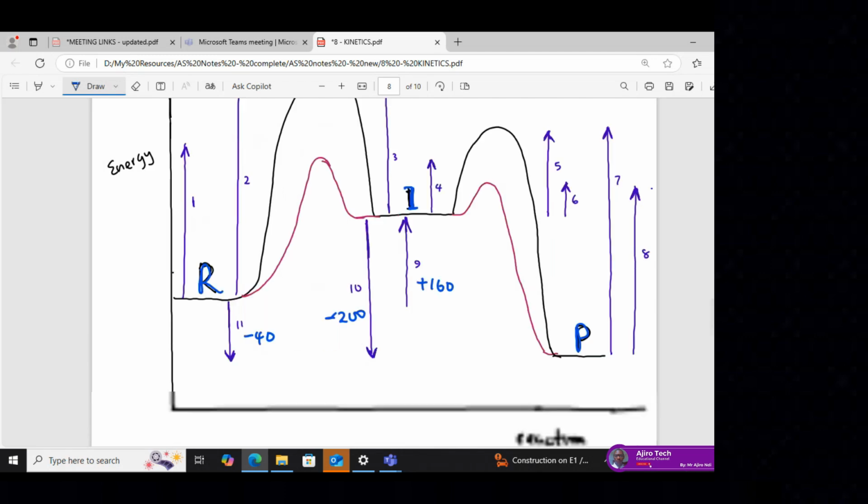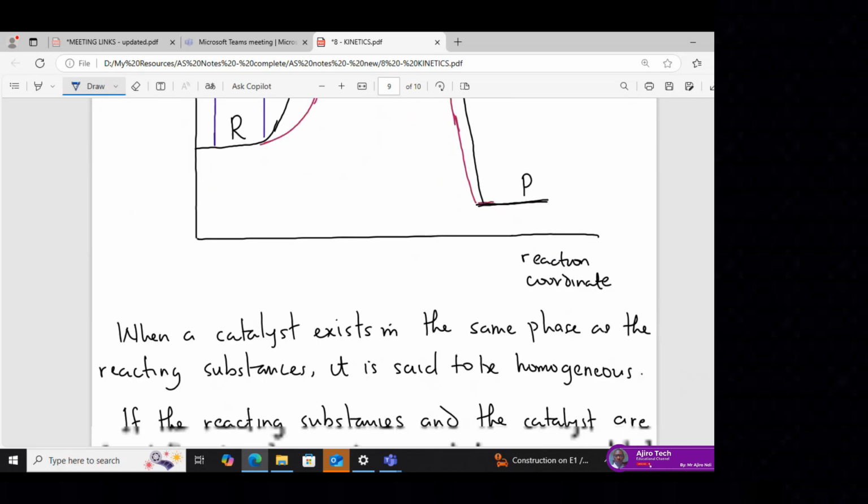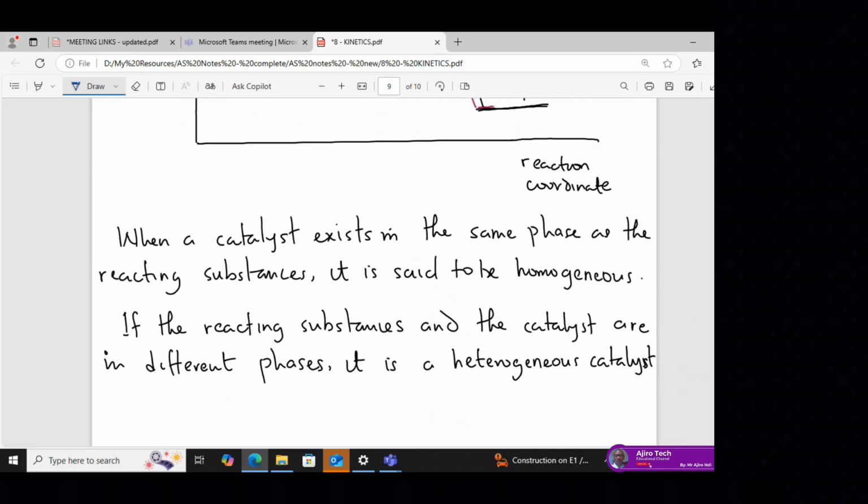Yes. But for this one, the uncatalyzed one does not involve any intermediate. Only the catalyzed does. Are you getting it now? Uncatalyzed here, the black one, does not involve any intermediate. Only the catalyzed does. Do you agree? Yes. I think that makes sense. So that's what the section says. Can you read it?